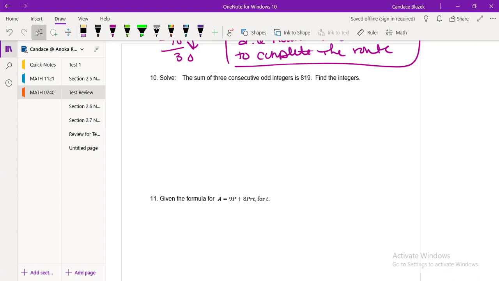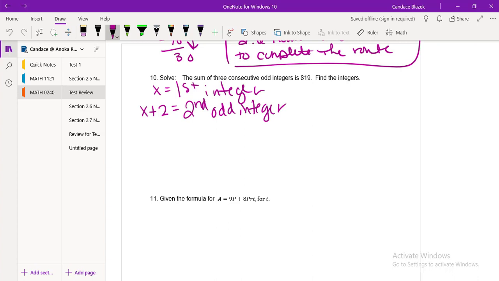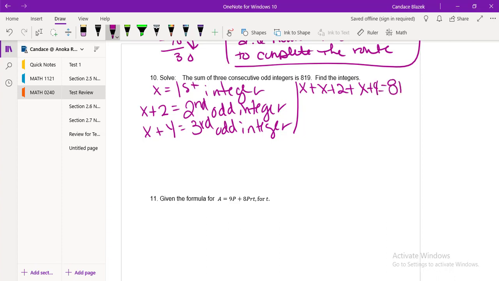So I'm going to let x be my first integer. And it's consecutive odds, so I know that there is 2 between, I would add 2 to get to the second odd integer. And I would have to add another 2, or 4, to get to the third odd integer. So it's the sum. So I'm going to add the first, second, and the third odd integer. And I know that their sum is 819.